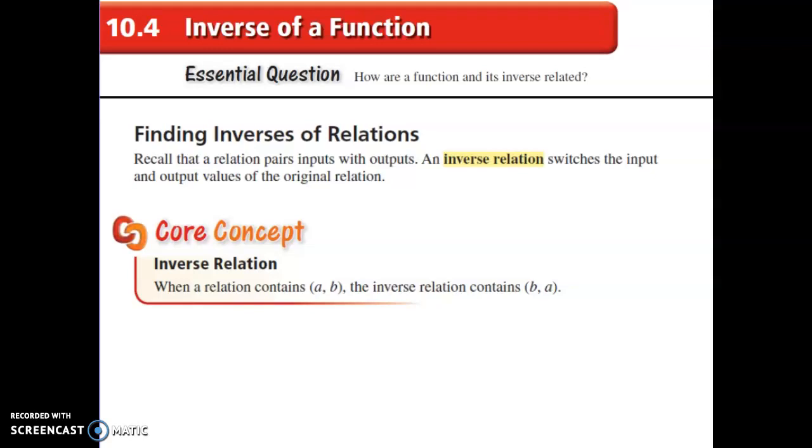So our core concept is when we have a relation that pairs A values with B values, if A is your input and B is your output, we would have this ordered pair A comma B. The inverse is just going to switch those inputs and outputs. So all of your Y's go into the X spot and all of your X's go into the Y spot. So we end up with B comma A.